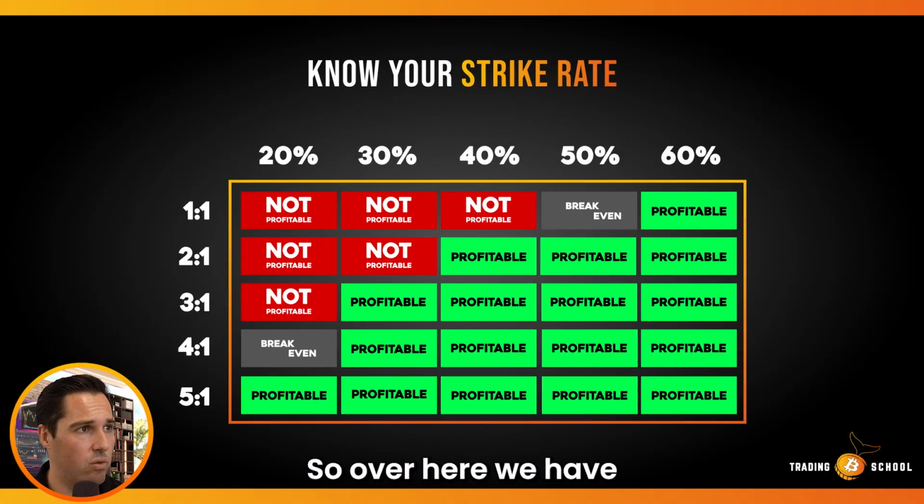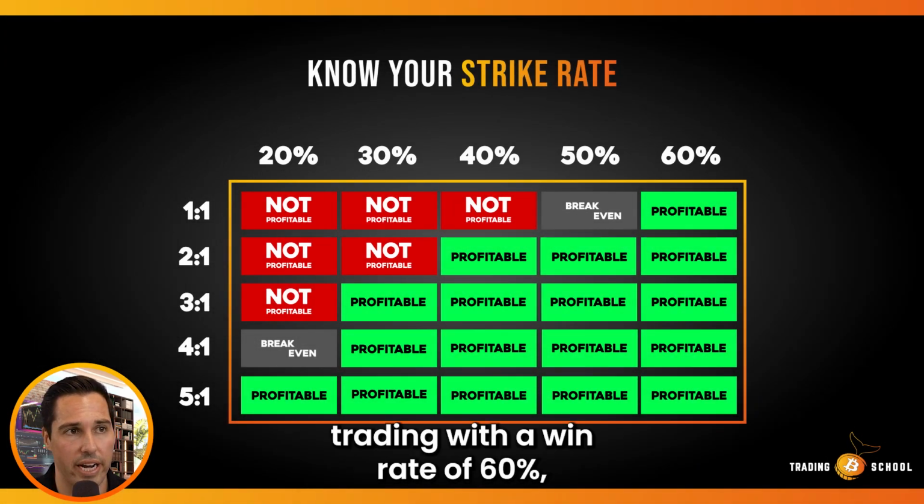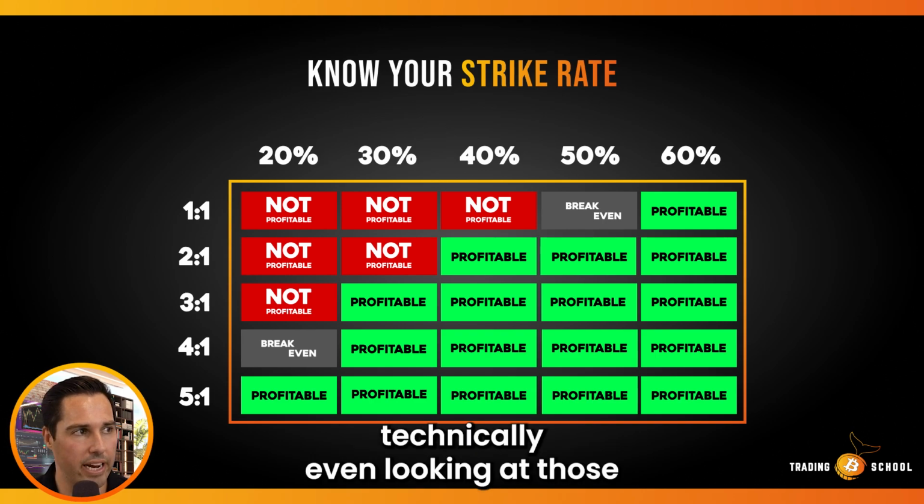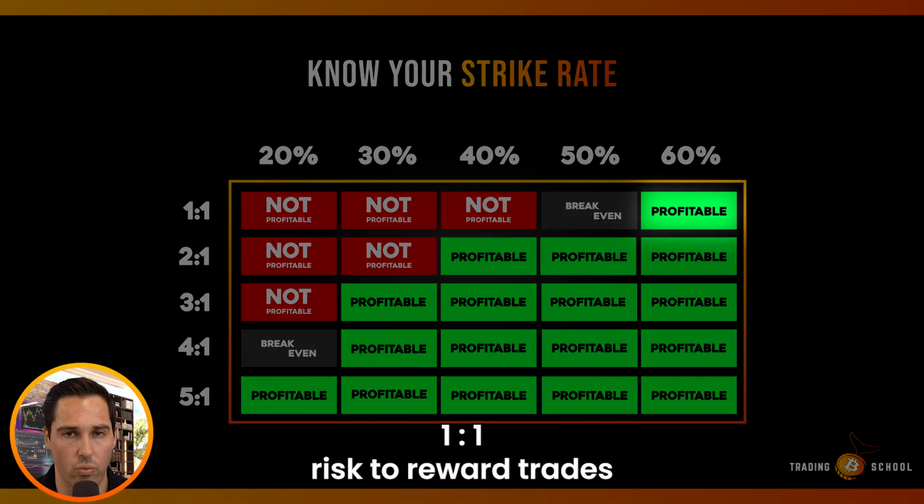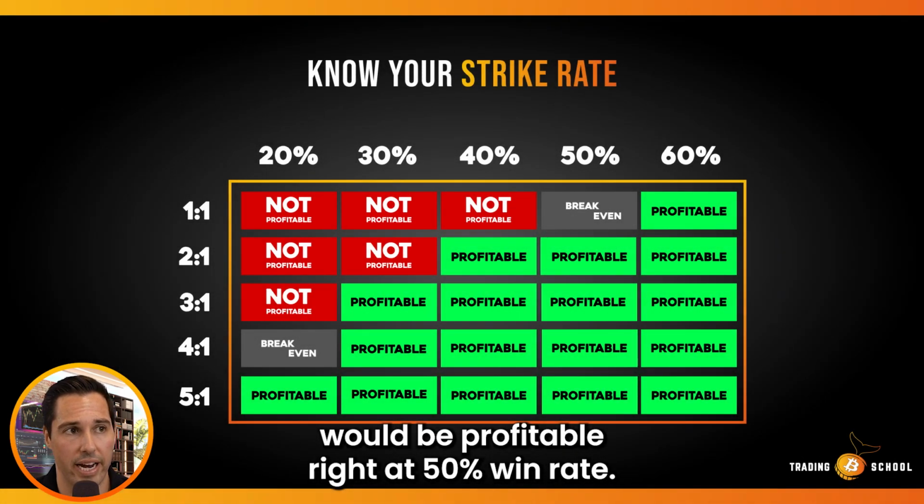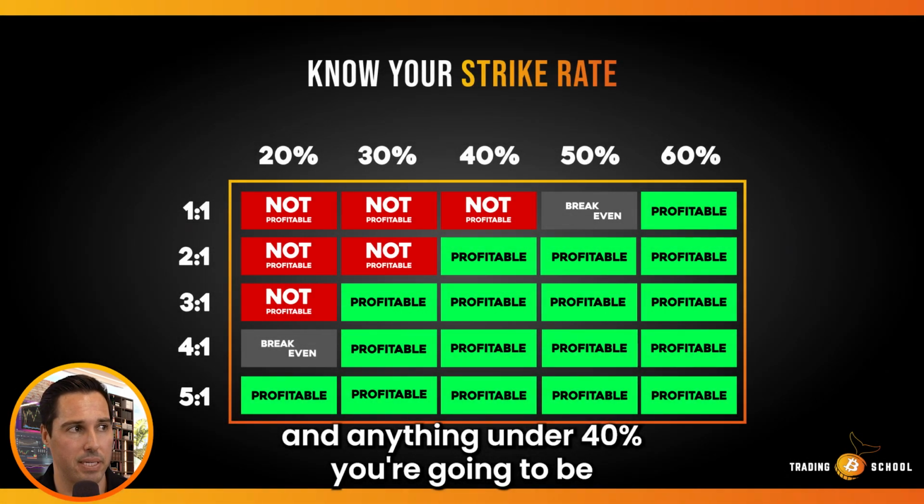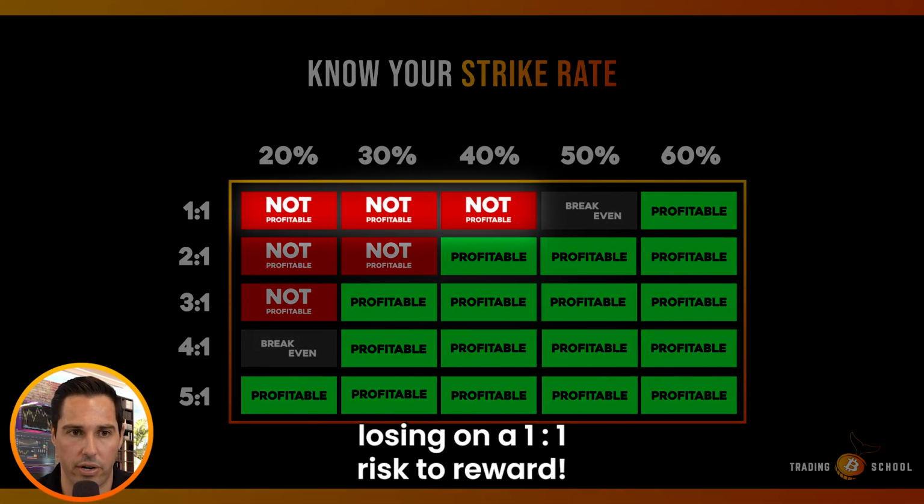Over here, we have 20%, 30%, 40%, 50%, and 60%. Now, if you are trading with a win rate of 60%, technically, even looking at those 1-to-1 risk to reward trades would be profitable, right? At 50% win rate, you're now gambling, right? It's 1-to-1, and anything under 40%, you're going to be losing on a 1-to-1 risk to reward.